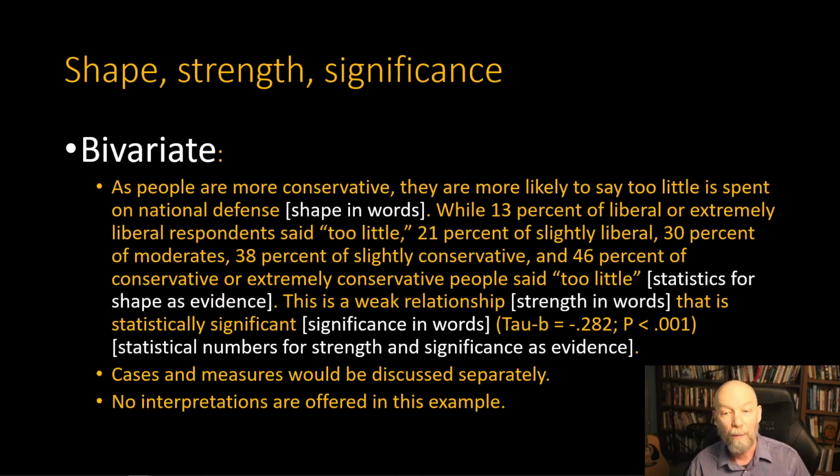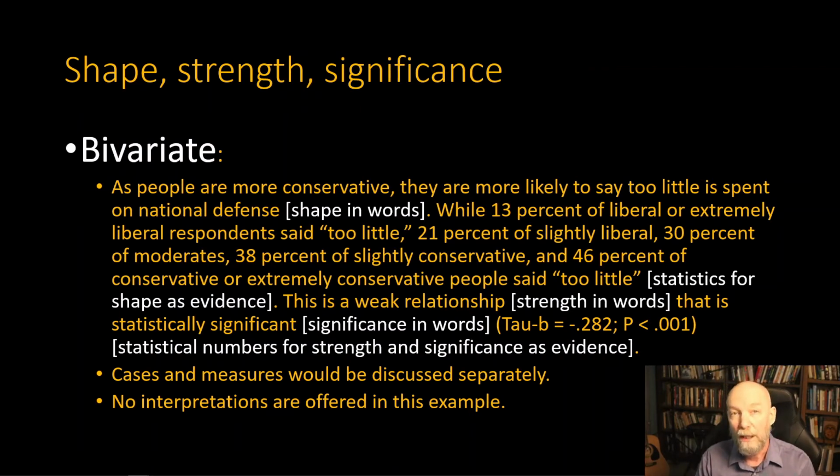Now, if I stick in some editorial notes here, you can see that my first sentence indicates the shape in words, and then the next sentence indicates the statistics for shape as evidence. It gives those percentages within the categories of the independent variable. Then I have strength in words. This is a weak relationship. Then I have statistical significance in words, which you just say it is statistically significant or it is not statistically significant based on p being less than 0.05 or p not being less than 0.05. And so I provide the significance in words, and then I give the statistical numbers for strength and significance as evidence.